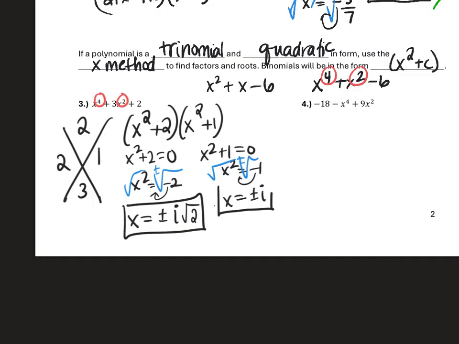Neither one of these we can graph. So this actually does not intercept the axis anywhere, but we still can find the roots.